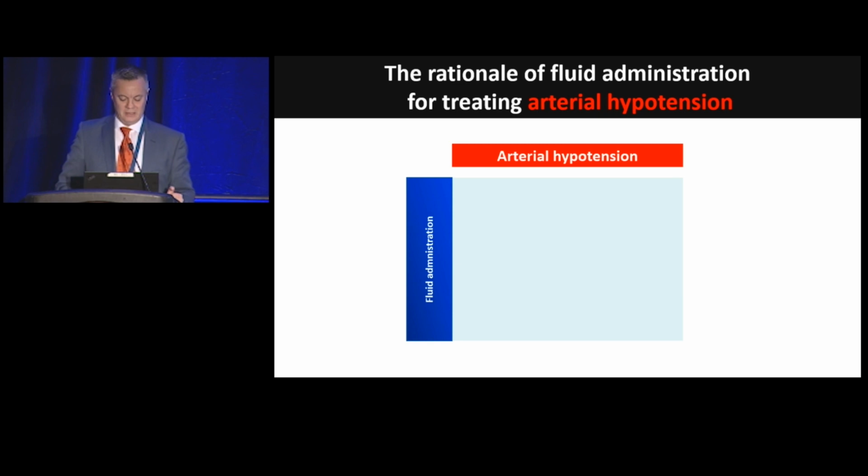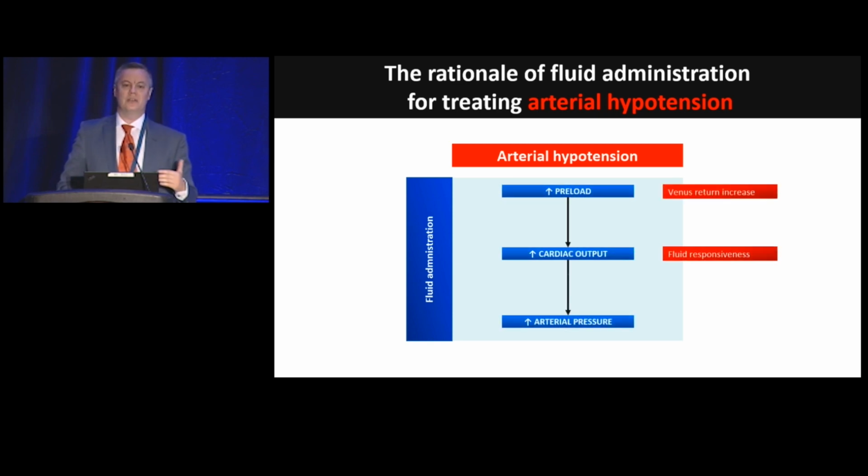Because when we are thinking of giving fluids in a hypotensive patient, we are trying to repeat these steps. I want to increase the preload, I want to increase the cardiac output, I want to increase the arterial pressure. For the first step, we have to effectively increase the venous return. Even if the patient is able to increase the venous return and cardiac preload, depending on whether the patient is preload dependent or not, you will see a significant change in cardiac output. So you have to define if the patient is preload dependent or not.